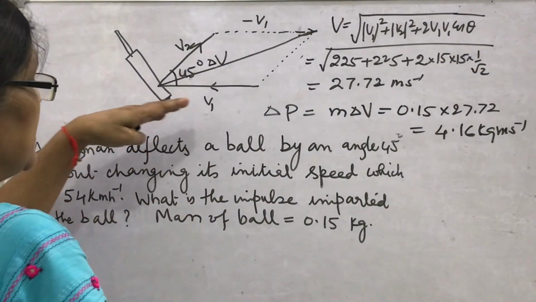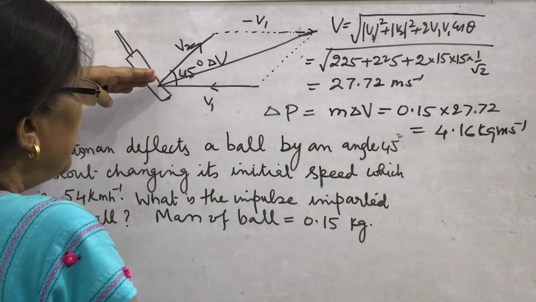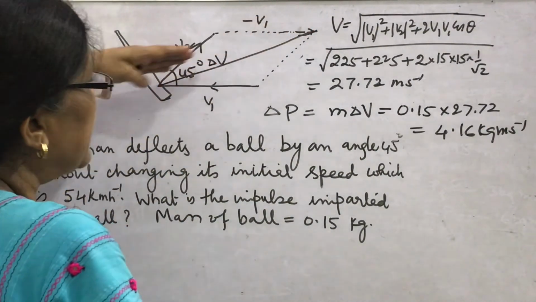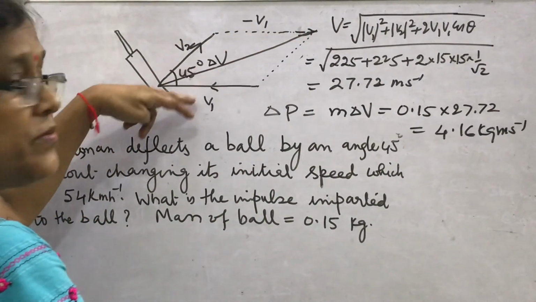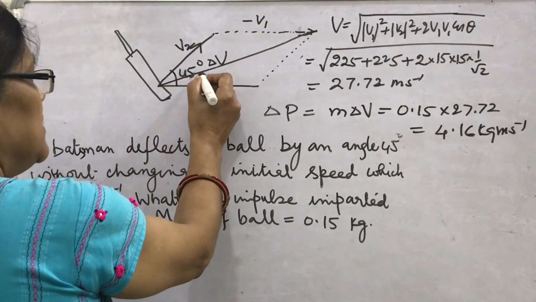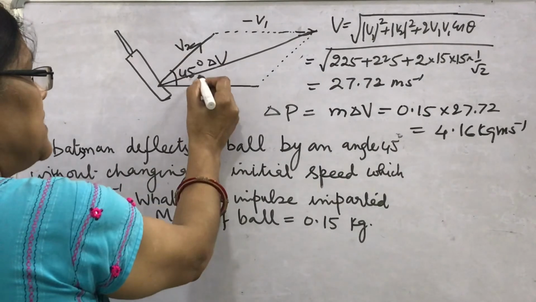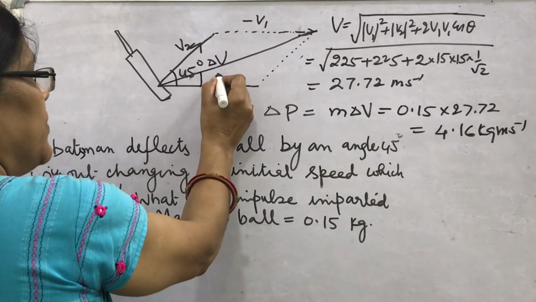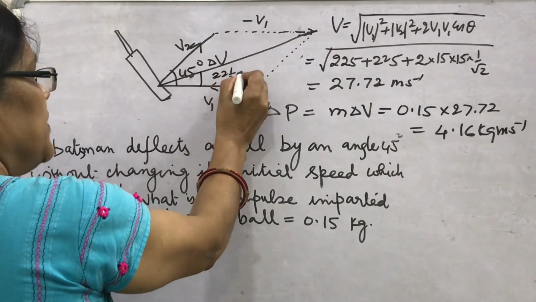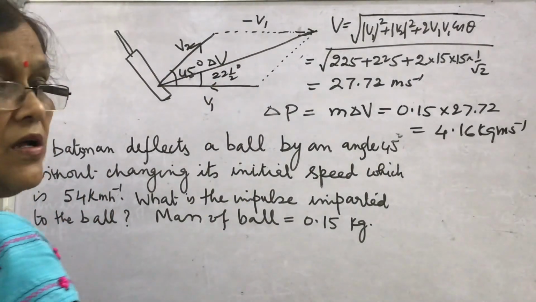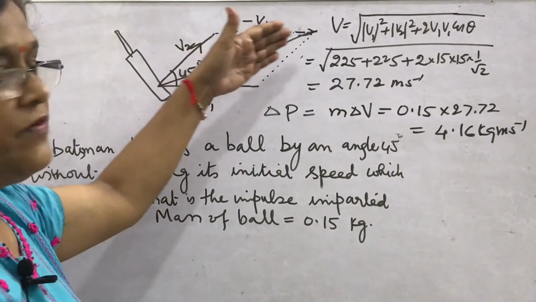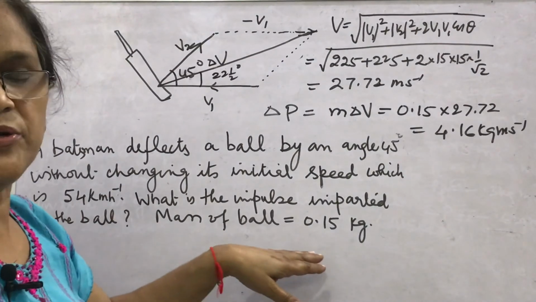Note here that the impulse is in this direction. At what angle from the initial one? Since these two magnitudes are the same, this will be 45 by 2, that is 22.5 degrees. So we have seen in this way how the impulse is imparted to the ball.